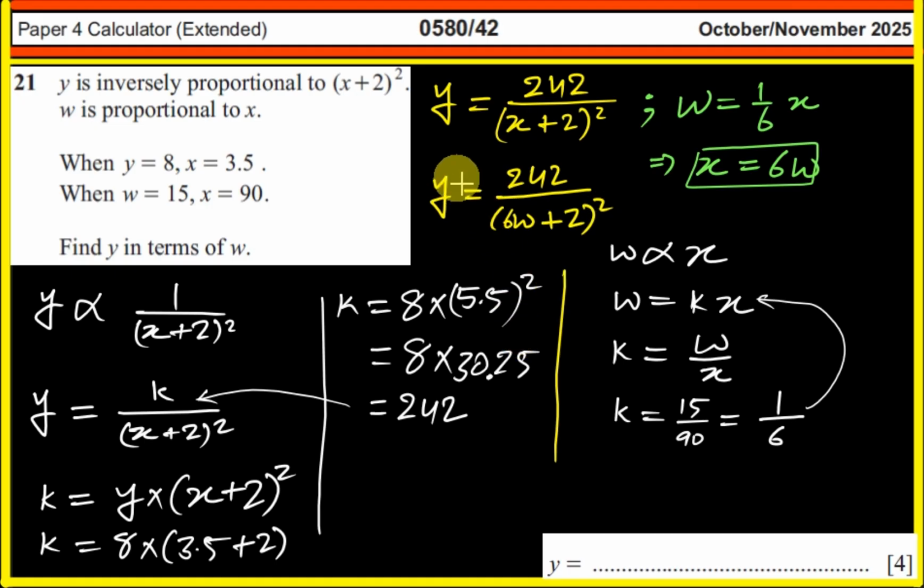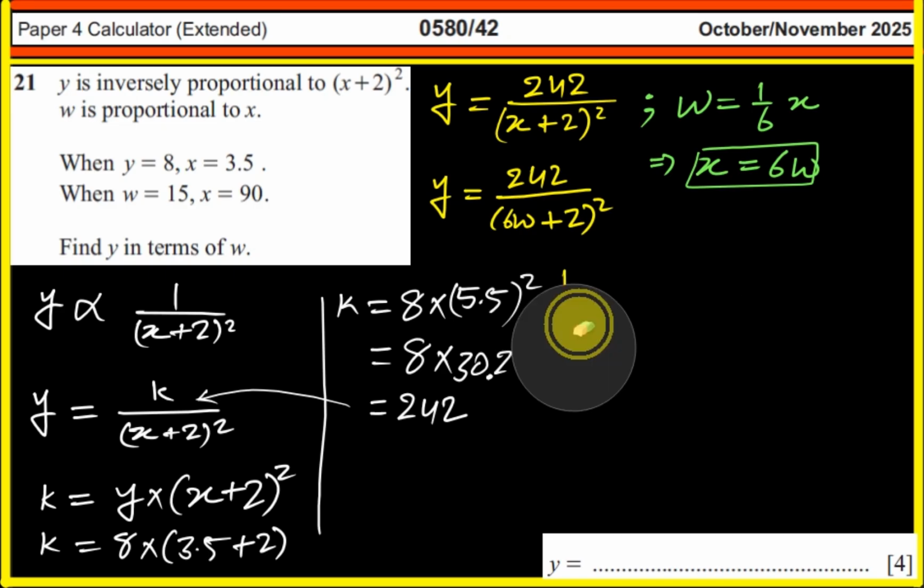So this will be the final answer. You can see we got y in terms of w. You can further simplify it if you want to. Otherwise you can leave it like this. This is also a correct answer.